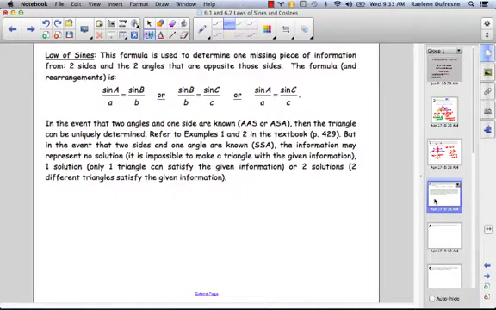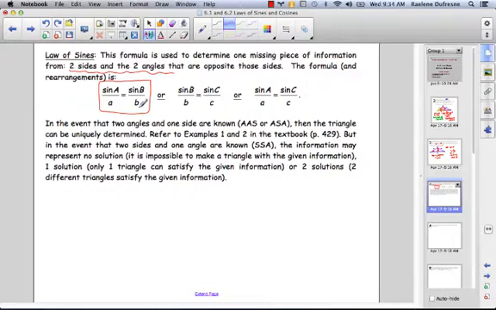So the law of sine is a formula that can be used to determine one missing piece of information out of two sides and two angles. And we need the two angles to be opposite the two given sides. So the formula would be sine of one angle divided by the opposite length equals sine of another angle divided by its opposite length. We could use any rearrangement, but let's just focus on one arrangement since they are all the same thing. We have four pieces of information, two angles, capital A and capital B, and two lengths or sides, little a and little b.